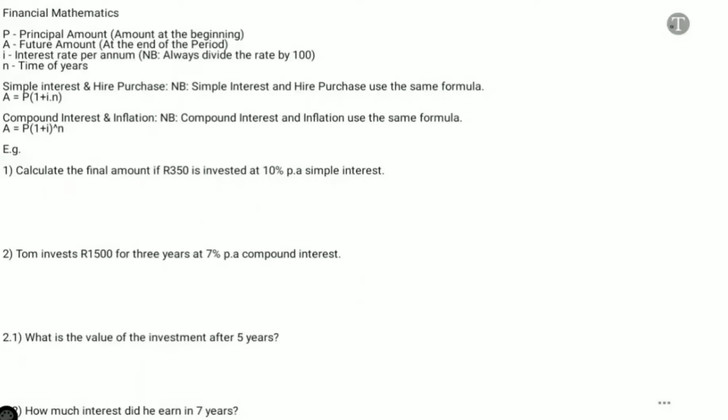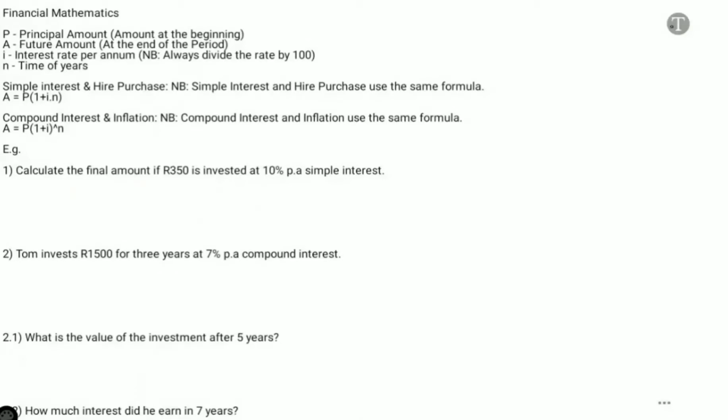Now let us have a look at simple interest. Simple interest and hire purchase use the very same formula. If you get a question that talks about hire purchase, just think simple interest. The formula for simple interest is A equals P, open bracket, 1 plus I times N, close the bracket. That dot between the I and the N means multiplication.